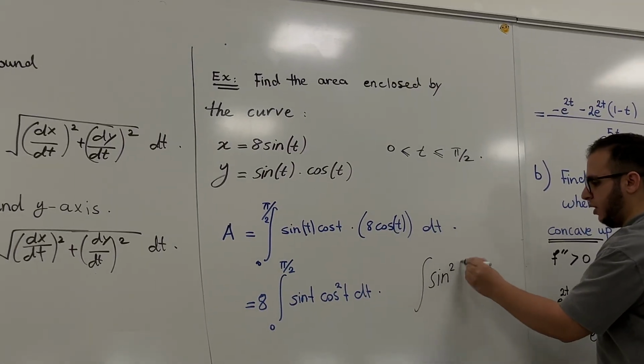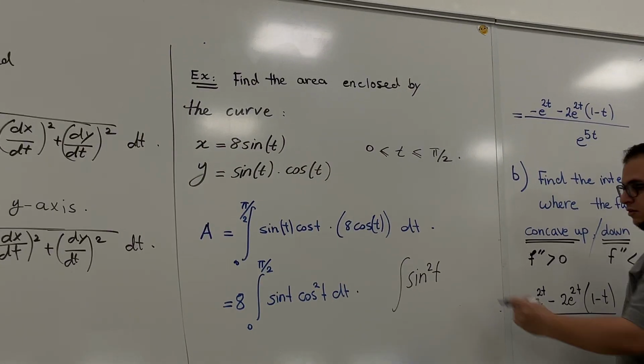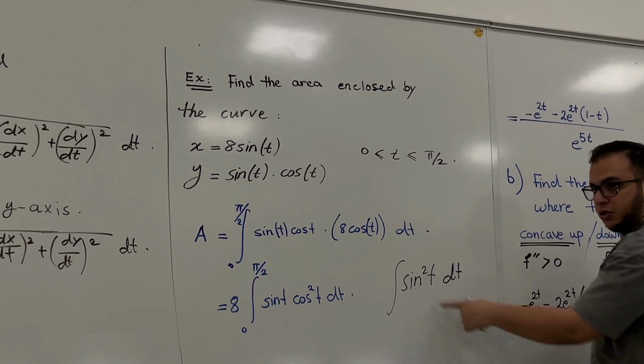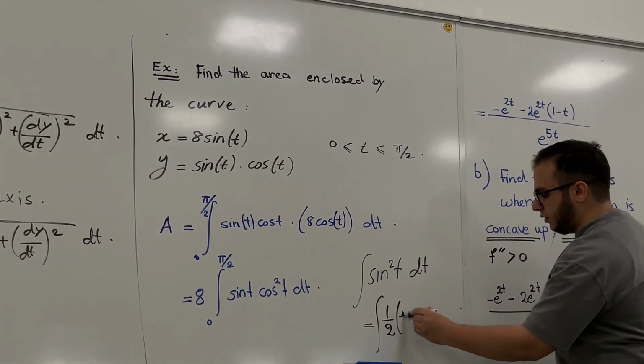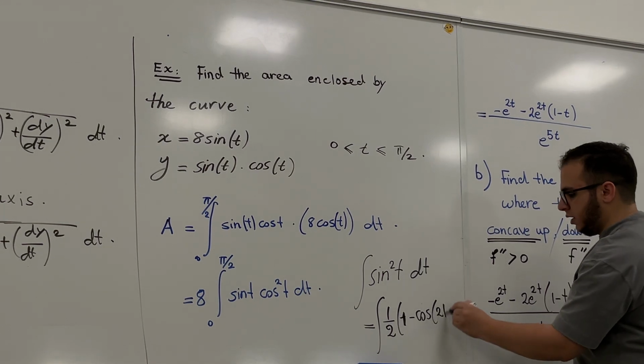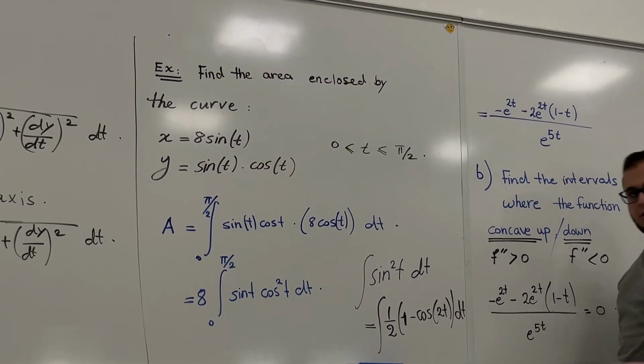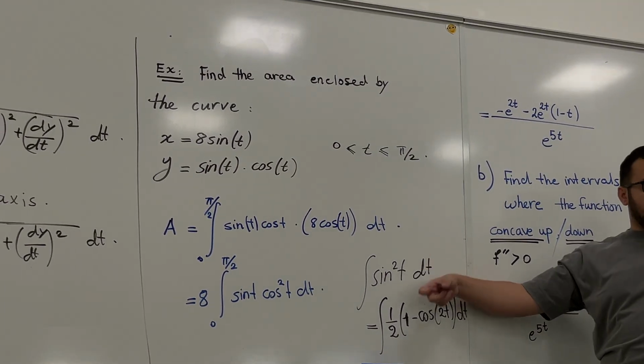Sine squared. How do we used to integrate this? We used to convert it, right? We used to say 1/2, 1 minus cosine 2t, and then we integrate that easily. This is appearing a lot in 10.3 and 10.4.